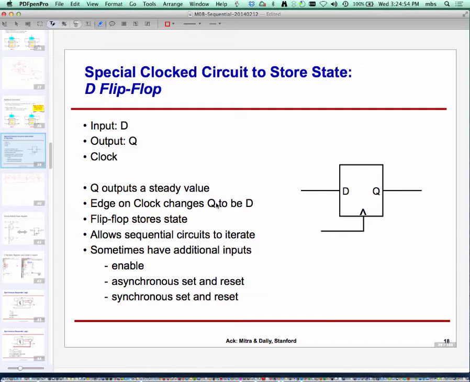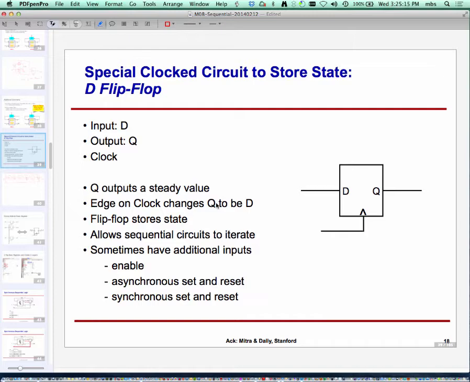A rising edge on the clock changes Q to be D because at the rising edge, the flip-flop's memory is updated, and output Q is always reflecting whatever is in the flip-flop, whatever is in the memory. So this is exactly the same thing as that cyan color box we had in the earlier example.